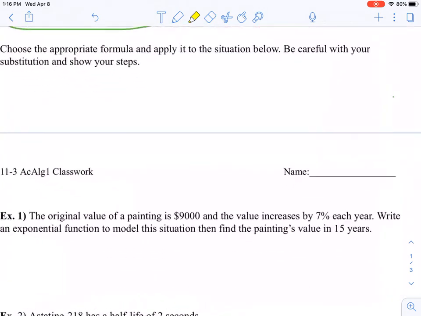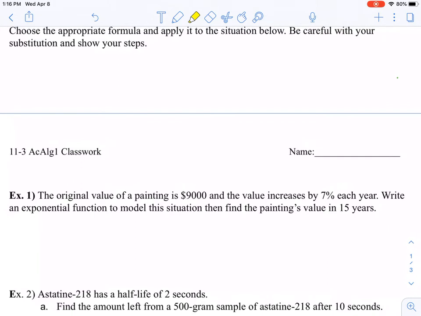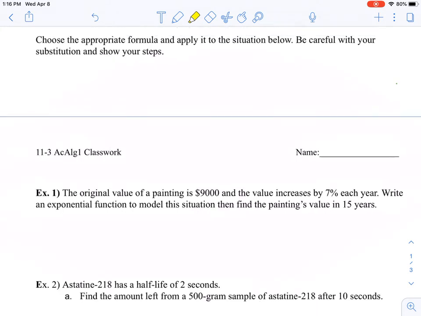So, example 1, we have to determine which formula we want to use. It says the original value of a painting is $9,000, and the value increases by 7% each year. Write an exponential function to model this situation, then find the painting's value in 15 years. So as I'm looking at this, there's no interest involved here, so it can't be compound interest. It doesn't mention anything about a half-life, so it cannot be that. And it says that the value is increasing, so it must be just a simple exponential growth function.